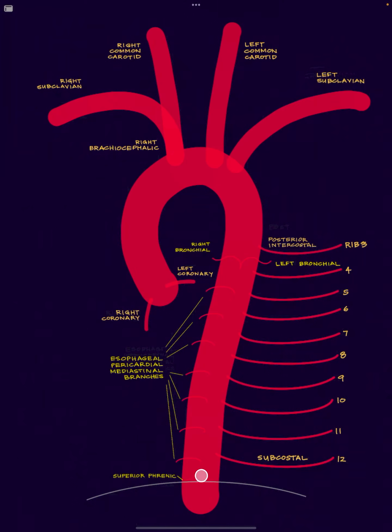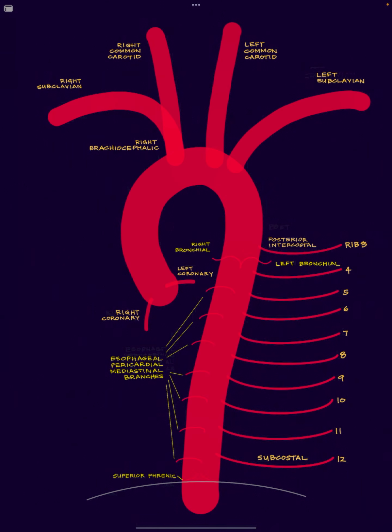And then last you have the superior phrenic arteries that come off just above the diaphragm to serve the superior aspect of the diaphragm. These are also pretty hard to see, and they anastomose with other smaller branches of the internal mammary artery. I want to show you some variant anatomy that you might see.